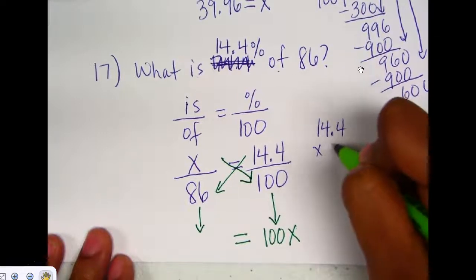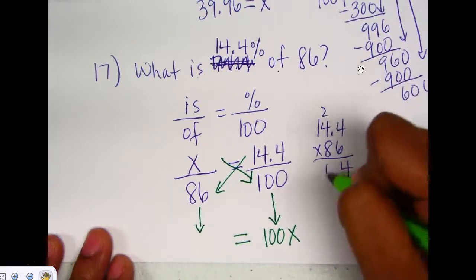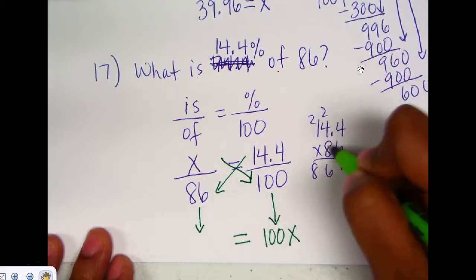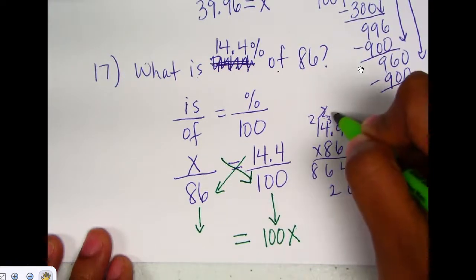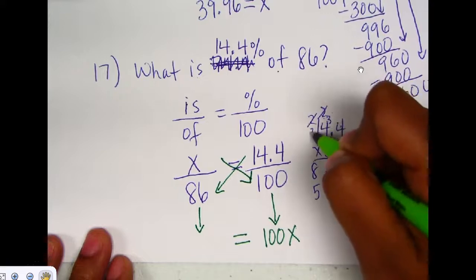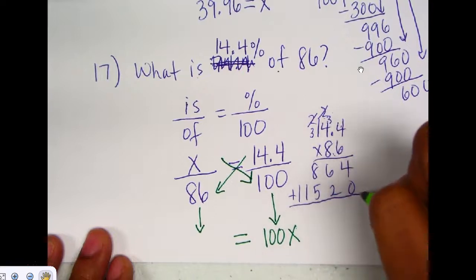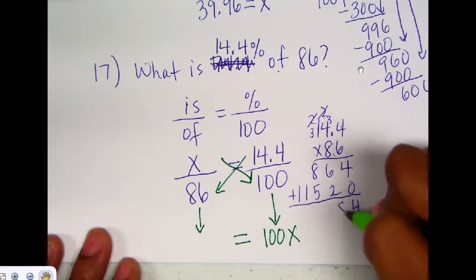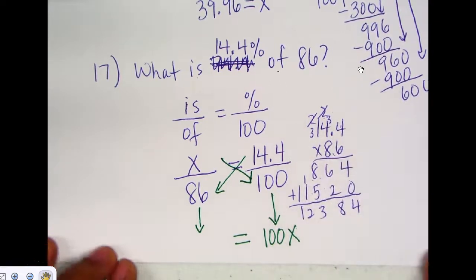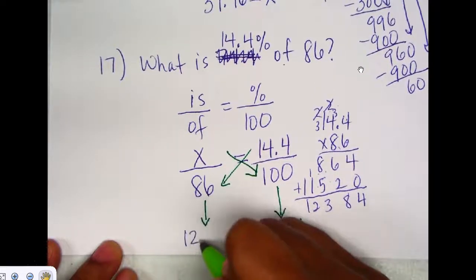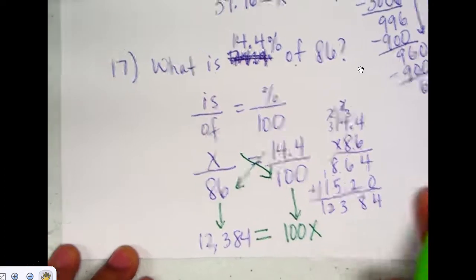14.4 times 86, 24. 24 plus 2 is 26. 8, 0, 32. Look at 3. 32, 33, 34, 35. Carry a 3. 8 plus 3, 11. You gotta be real careful when you're doing this. So we get 4, 8, 8, 9, 10, 11, 12, 13, 2, and 1. No, that looks terrible. So this is 12,384.